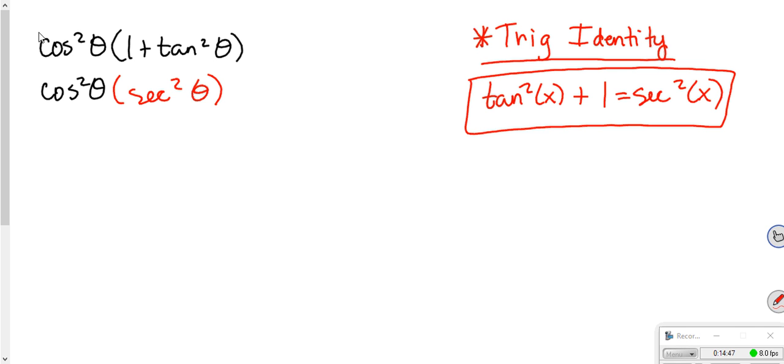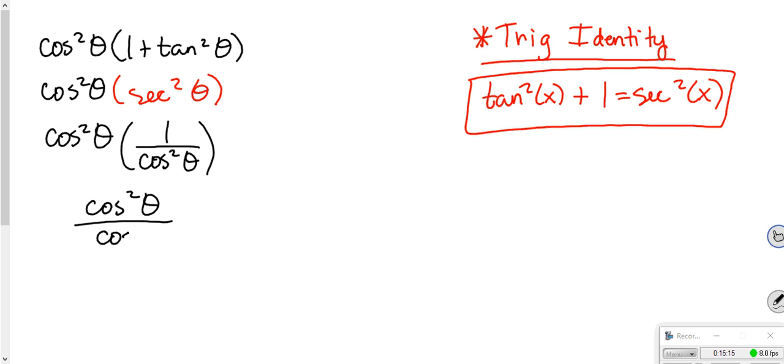Now, we also know then that secant is 1 over cosine, so I'm going to rewrite that. So now we've got both pieces in terms of cosine. Let's combine them into one fraction since we're multiplying. Cosine squared over cosine squared, of course they're going to cancel. And it just equals 1.